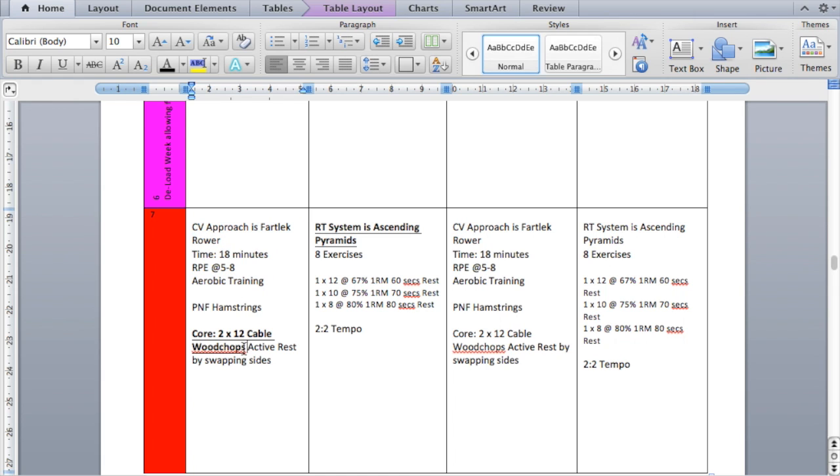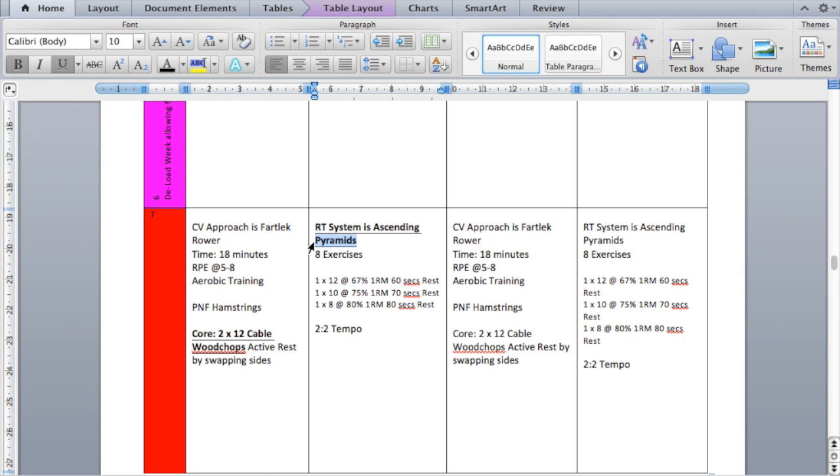The core exercise has now changed. We've got 2 times 12 cable wood chops with active rest by swapping sides. So the client would exercise rotating one way using the cable machine, then turn around and exercise facing the opposite way using the cable machine.